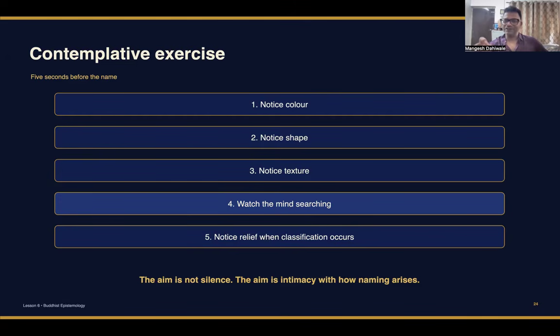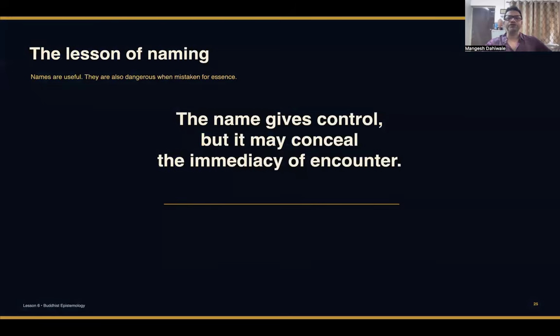You got this exercise that before you just name something, you notice the color, you notice the shape, you notice its texture, you watch the mind searching for what is it, and notice relief when classification occurs. But you see how our mind cognizes something. The point here is how we cognize, how we recognize, and how we name it. These are very important processes that are taking place. Let's move ahead, and things will clear to you.